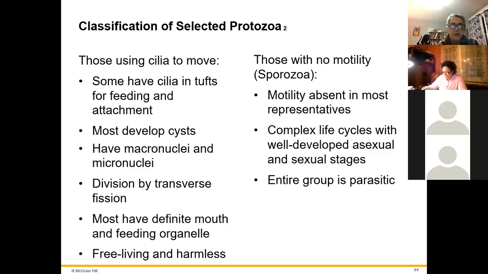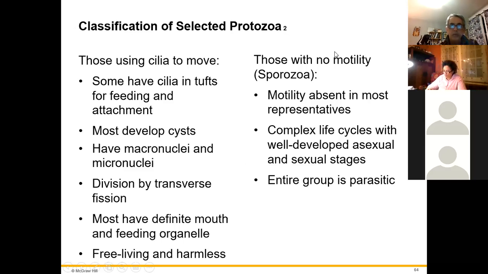Classification of selective protozoans using cilia to move. Some have cilia and tufts. Most can develop cysts. They have a macronucleus and a micronucleus. Division is by transverse fission. Most have a definitive mouth and feeding organelle. They are free living and harmless.